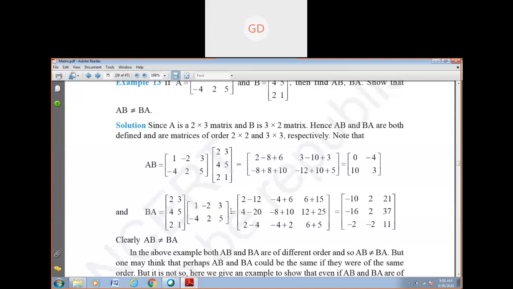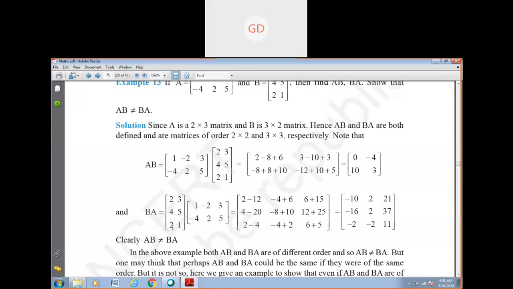Now since another row is there, the third row is here. So we have to multiply by the third row. Same way, third row into first column, third row into second column, third row into third column. So 2 into 1, 2, and 1 into minus 4, minus 4. So this is 2, minus 4.